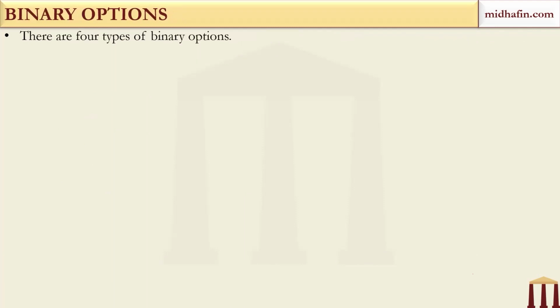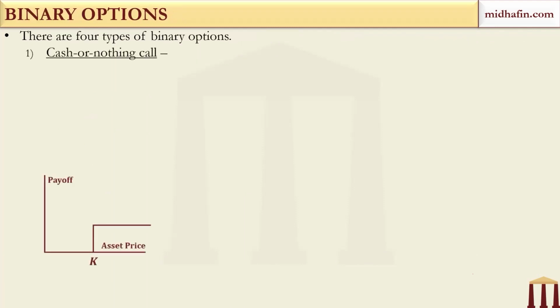Next, you have binary options. There are four types of binary options. First is the cash or nothing call, where, let's say, a certain underlying is defined.